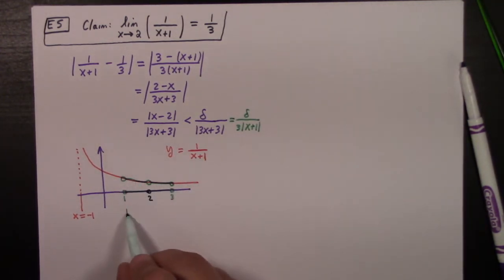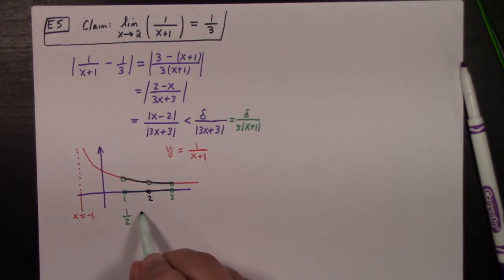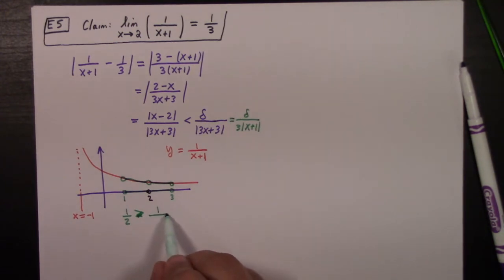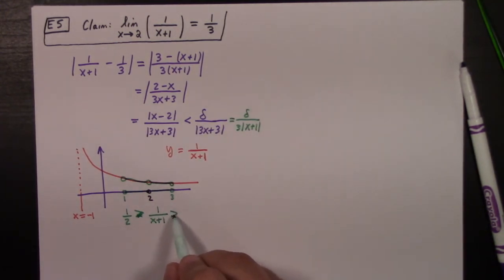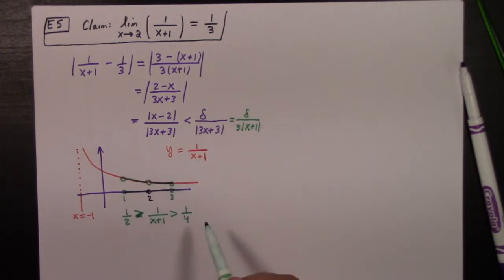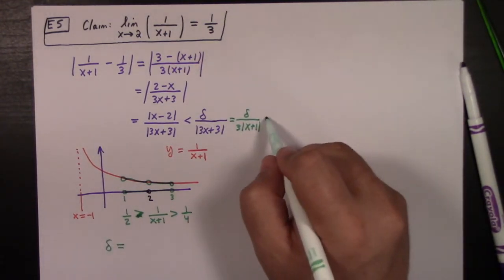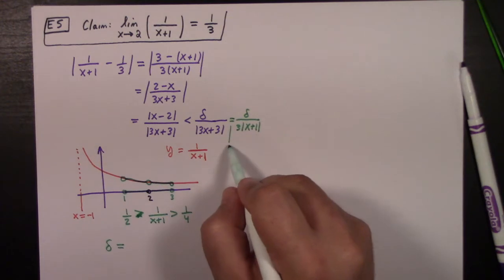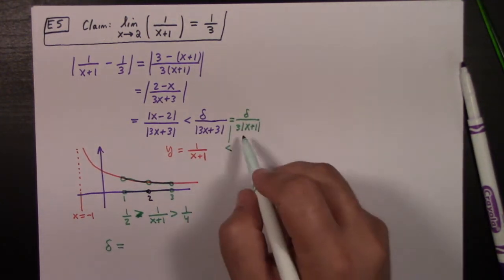I can see from here 1/2 is going to be greater than 1 over x plus 1. It's going to be greater than 1/4, because when you plug in 1 into that, you get 1/2, and this is 1/4, that point. So that bounds that. Alright, so I've done enough. I think we're going to be able to make delta so that this, I'm running out of space here, is going to be less than delta over 12.